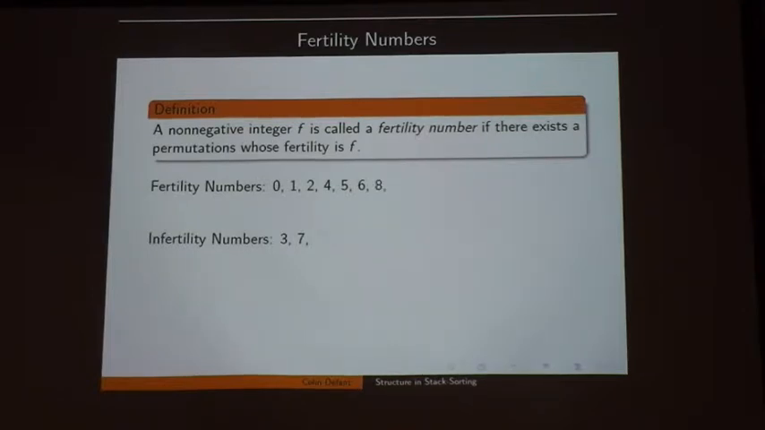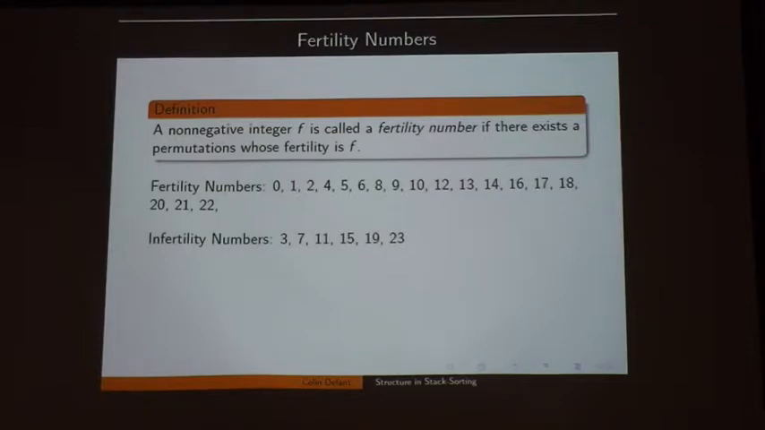You can find that 8 is a fertility number, 9 is a fertility number, 10 is a fertility number, but 11 is not. And 12 is, 13 is, 14 is, but 15 is not. And 16 is, 17 is, 18 is, but 19 is not. And 20 is, 21 is, 22 is, but 23 is not.